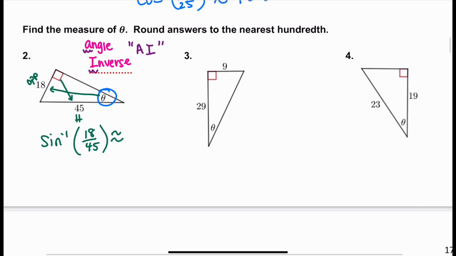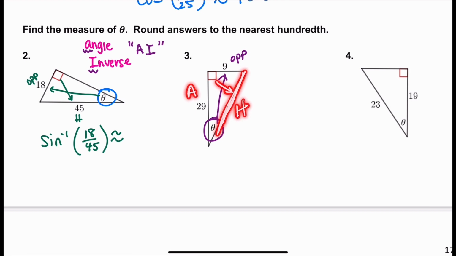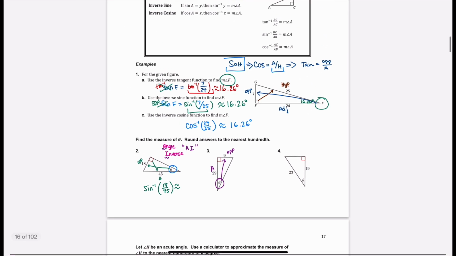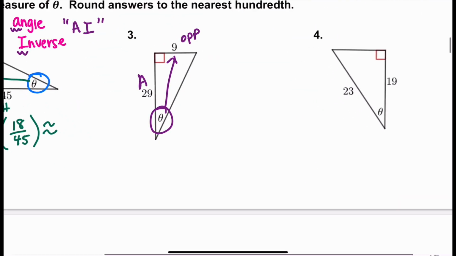Now number 3, we label the sides. We find our reference angle. This is opposite. Our hypotenuse is straight across from the right angle, but there's no letters or numbers there, so we're not using the hypotenuse. We are using the adjacent side and the opposite side. This is tangent. Tangent is opposite over adjacent, so we're going to have 9 over 29. It's the tangent, so we're finding the angle, so we're going to use the inverse.